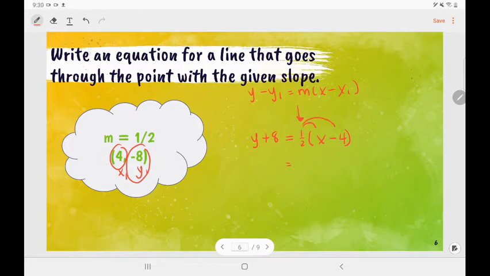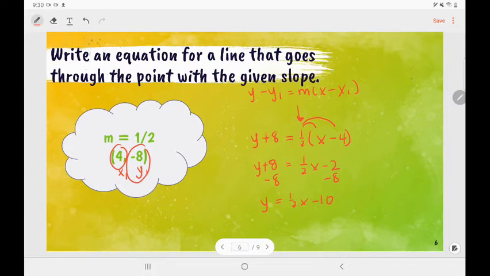Distribute. Okay, my goal is now to find my slope-intercept form. 1/2 times -4 is -2, y plus 8. And then my last step is to minus 8 from both sides. y equals 1/2 x minus 10.